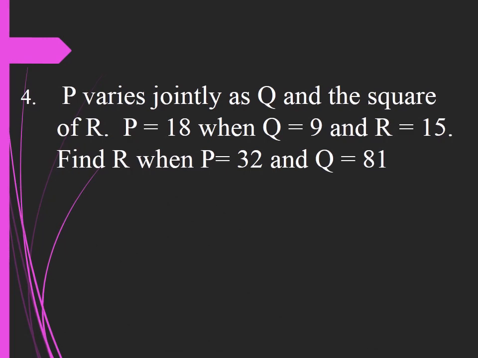Example 4. p varies jointly as q and the square of r. p is equal to 18 when q is 9 and r is 15. Find r when p is equal to 32 and q is 81.